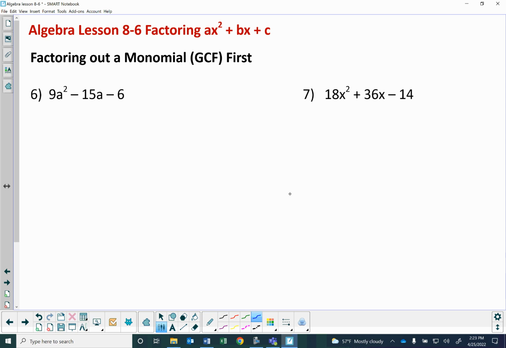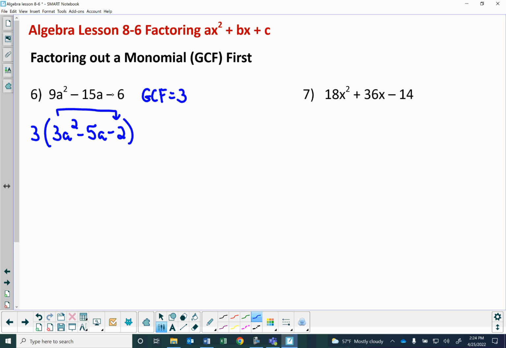So let's take a look at number 6. 9a squared minus 15a minus 6. I'm looking at that going, ooh, I can divide everything by 3. So my GCF has to be 3. So I'm going to take out a 3 first. 9 divided by 3 is 3, so I have 3a squared. Negative 15 divided by 3 is negative 5, minus 5a. Negative 6 divided by 3 is negative 2.